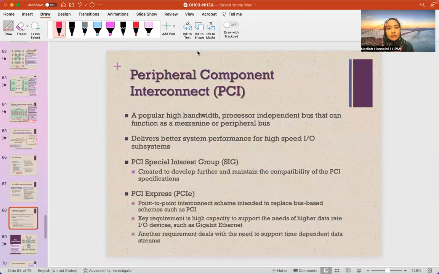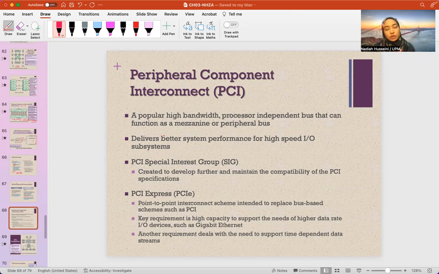Okay, so we have the PCI. PCI is a popular high bandwidth processor independent bus. It is a bus that can function as a mezzanine or a peripheral bus. We saw that PCI Express was connected to the IOH, or the IO hub, and the IO hub is connected by the PCI to the IO devices. So in a way, it functions like a bus. It is a high bandwidth bus, so it delivers better system performance for high speed IO subsystems.